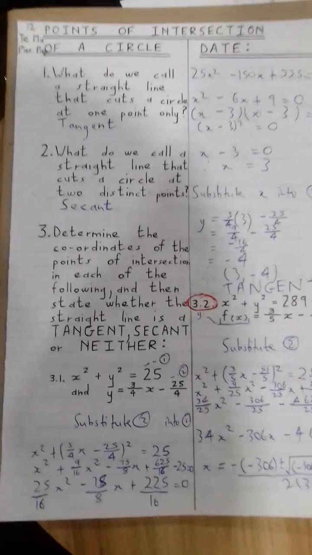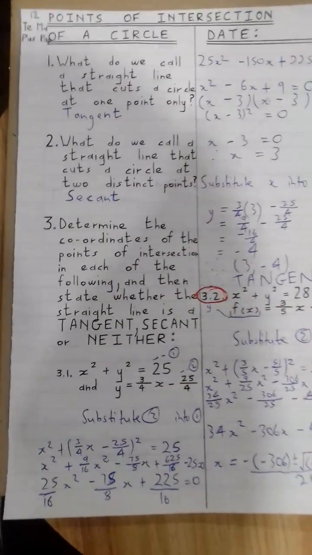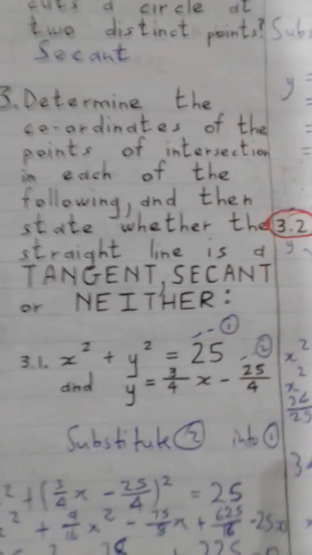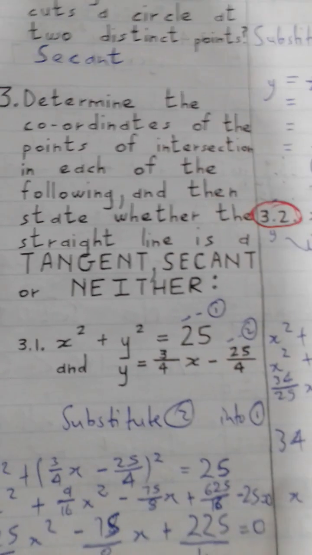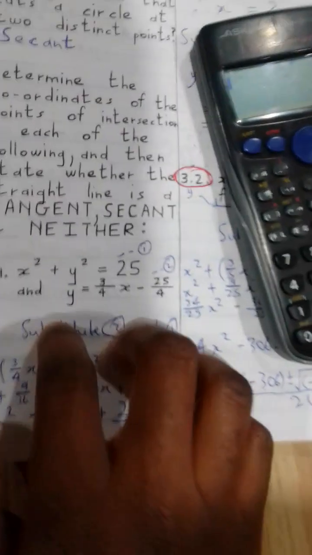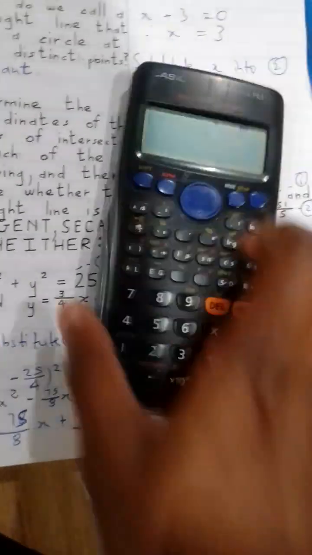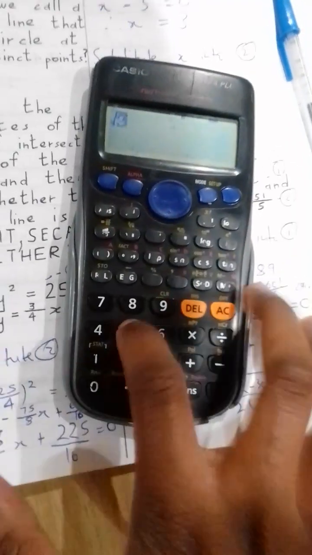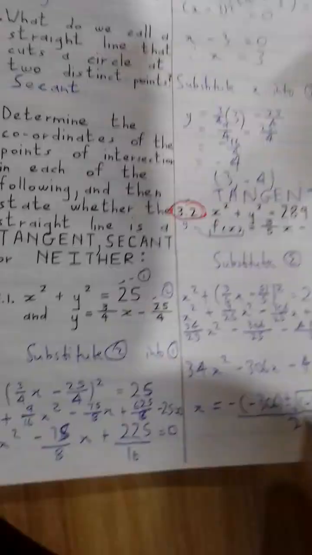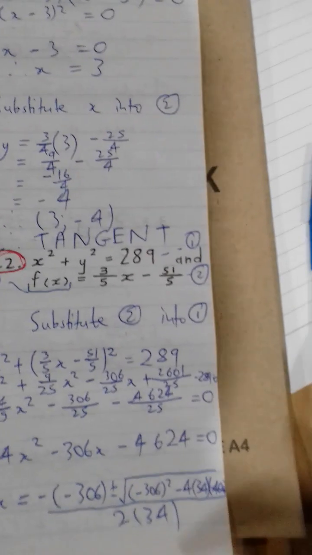Okay, before I go away, in an exam you may be asked to find the radius of a circle. For example, here you know the circle is x squared plus y squared is 25. The radius is r. The general formula is x squared plus y squared is equal to r squared. So r is the square root of that. So here, if you are asked to find the radius, r is 5 units. And then here, if you are asked to find the radius, square root of 289.